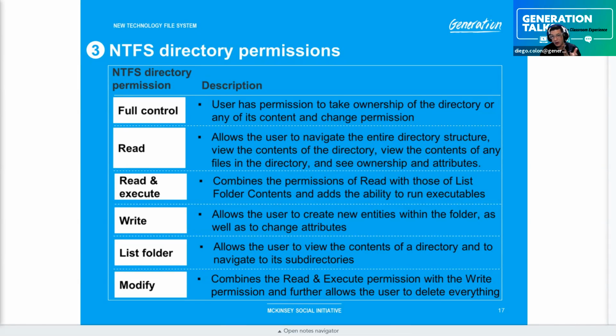On top of that, read also allows you to see who the owner is and its attributes. So you can actually right click and see what the actual security attributes are. List folders, you could only view what's in there. You can see what's inside the bag. You can go down into the sub directories, but you can't open any of the candy. Questions?